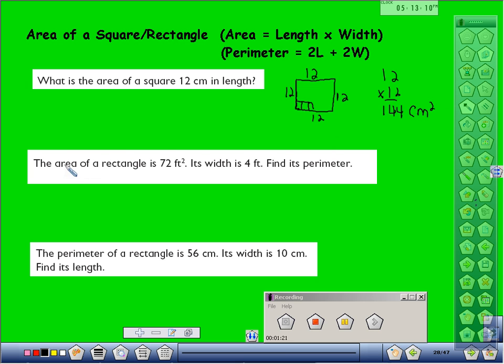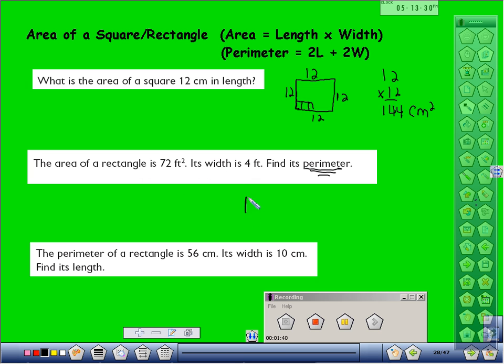Now let's look at this next one. It says the area of a rectangle is 72 feet squared. Its width is 4 feet. Find its perimeter. Okay, this one's saying perimeter. Okay, they're giving us the area and they're giving us the width, but we've got to find the perimeter.